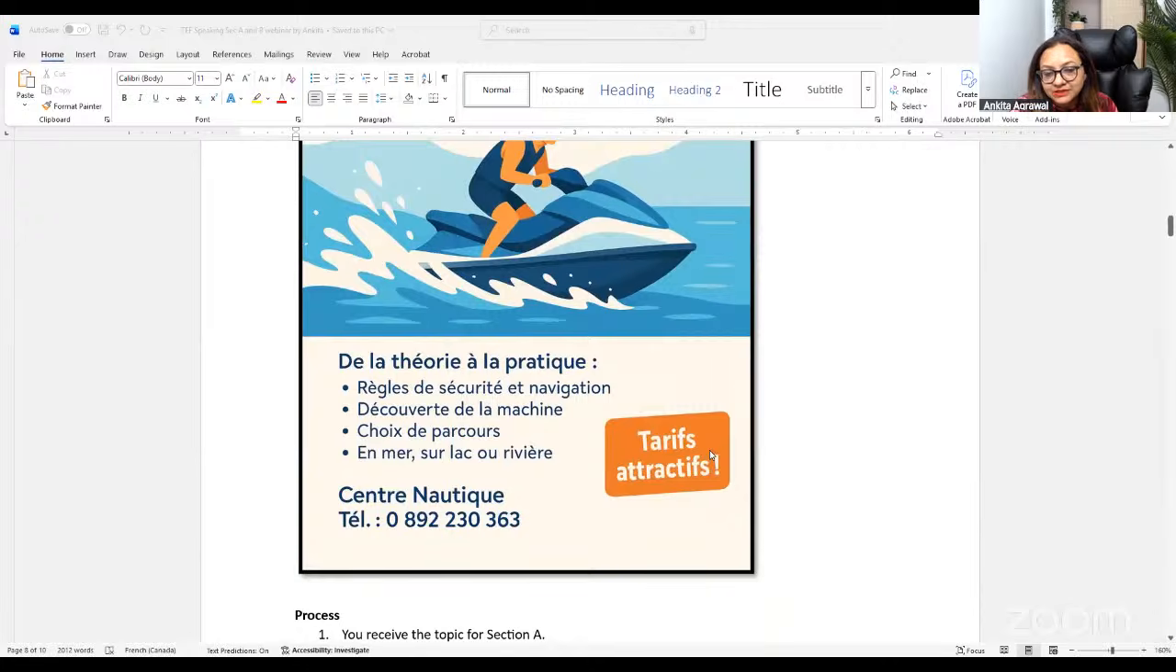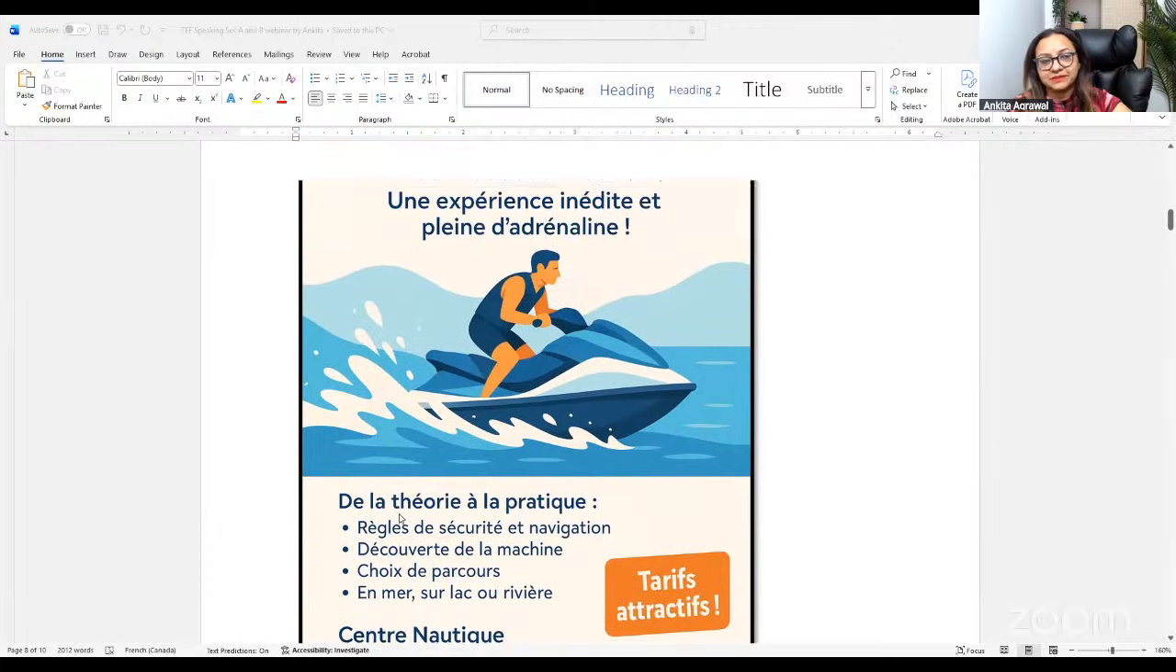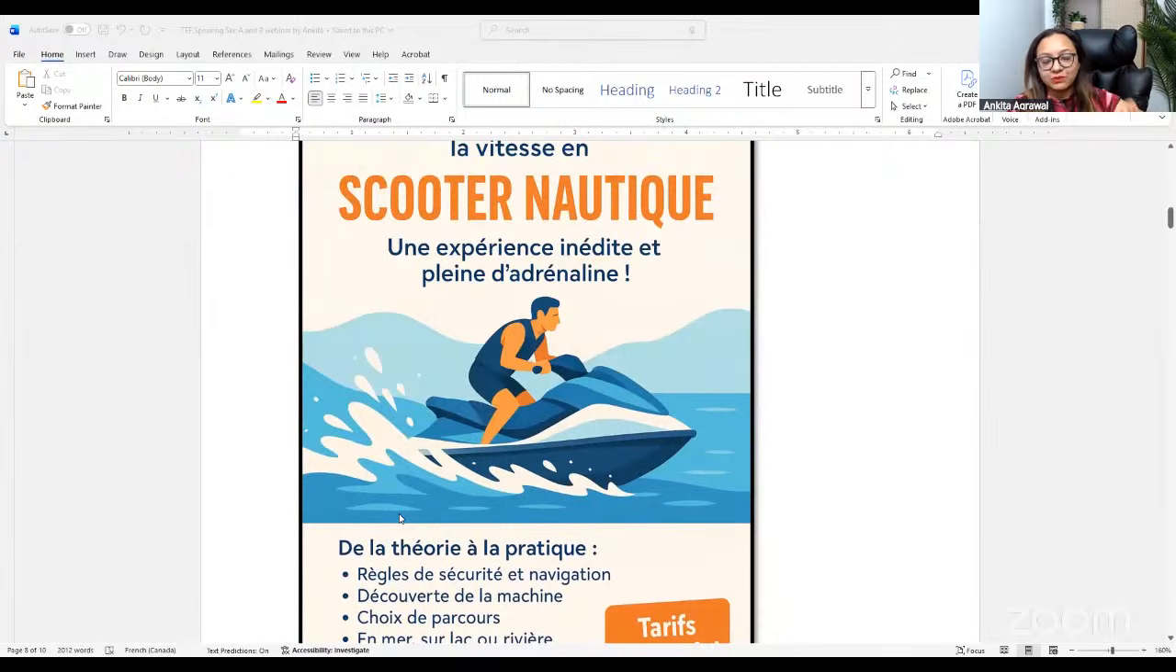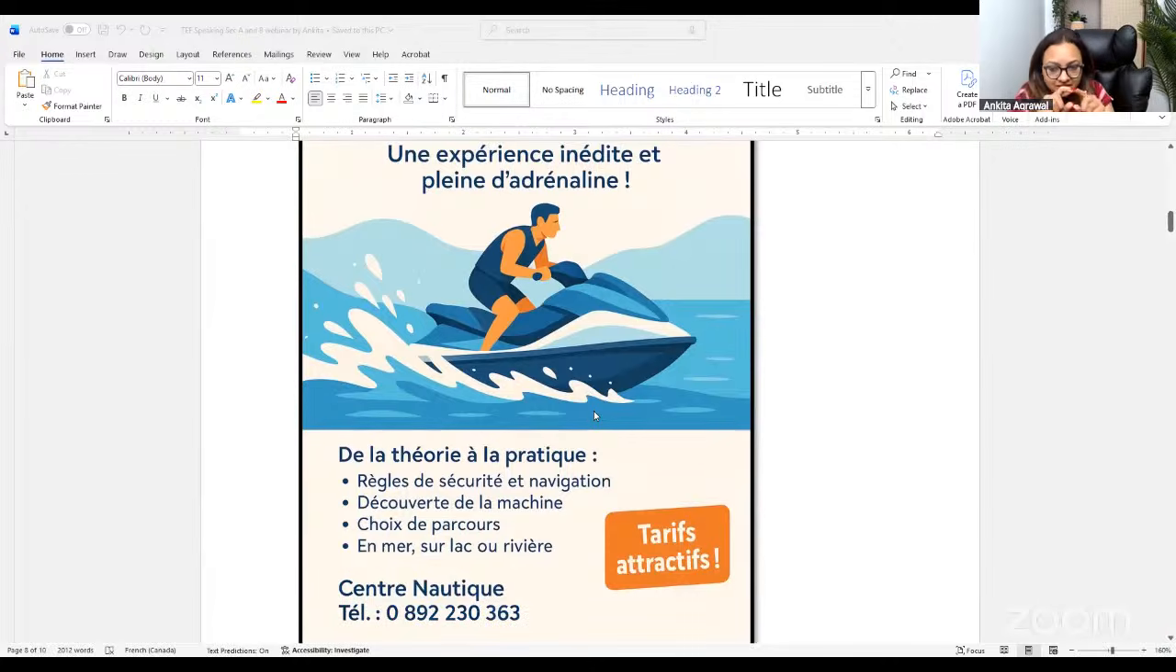So, règle de sécurité et navigation, découverte de la machine, choix de parcours en mer, sur lac ou rivière, tarif attractif, and so on. This is how it will be written. Question: let's say I go to the exam and I don't understand any word from this affiche. Maybe a similar thing happens to me in the TCF, that I don't understand a word in the question which is given. What do I do? I ask the examiner, I get stressed, I try to find my ChatGPT? How do I tackle this issue?